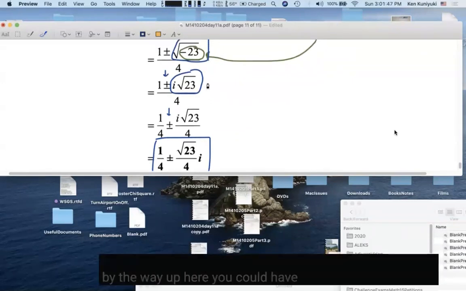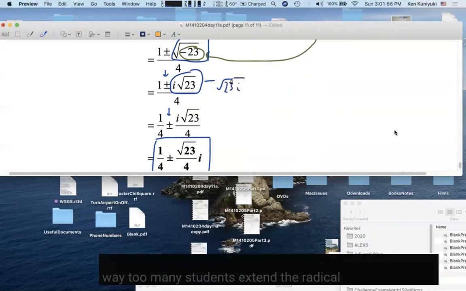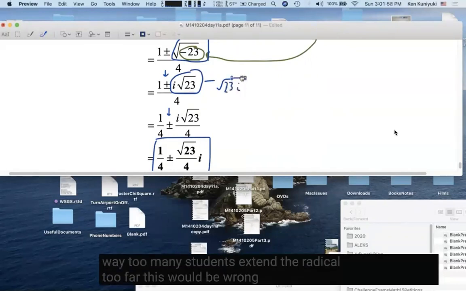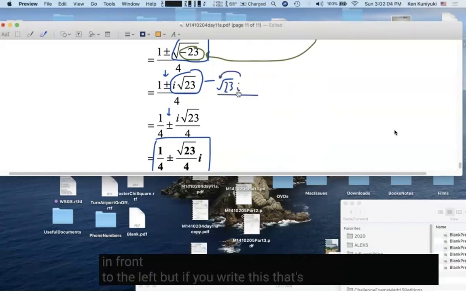By the way, up here, you could have written this as root 23 times i, but what's the problem? Way too many students extend the radical too far. This would be wrong. So to avoid that, that's why I put the i in front, to the left. But if you write this, that's fine.